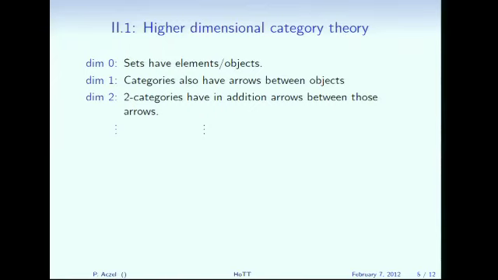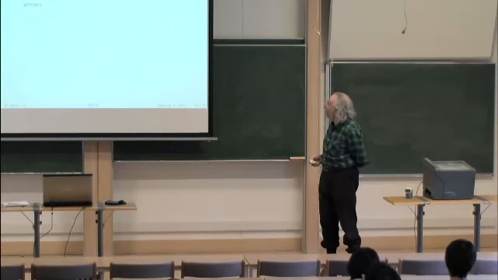So the idea here is that there's a hierarchy of different notions, starting with sets, which are things which can have elements, things in them. Categories: if the elements of a set are called objects, then categories also have arrows between those objects. Going up one dimension further, two-categories have in addition arrows between those arrows, and so on into higher dimensions. So that's an initial idea about higher dimensional category theory.